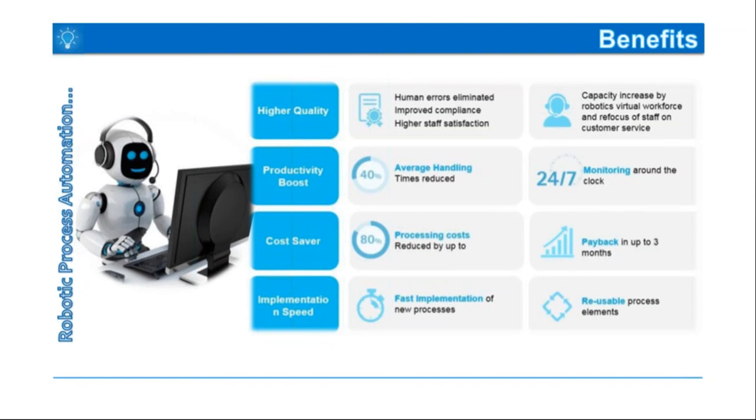Then there is cost saving. If you implement one bot, I'm not required to provide the same support. A human will work only 8 or 9 hours per day, but a bot will work 24/7. So I can keep on performing and save the cost as well. We have a separate class on how to calculate FTE savings, which is part of the SDLC, the Software Development Lifecycle of robotic process automation.